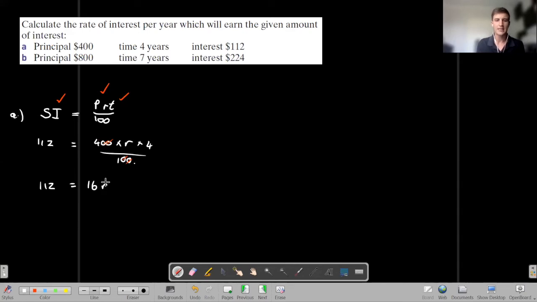Now we're calculating for this R. How do we do that? Divide by 16 and divide by 16. There we go. So R is equal to, let's see, what is 112 divided by 16? R is equal to 7. So this is 7%.